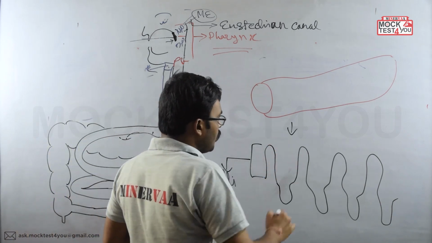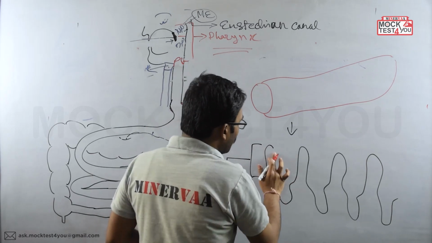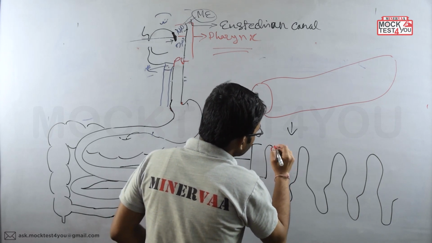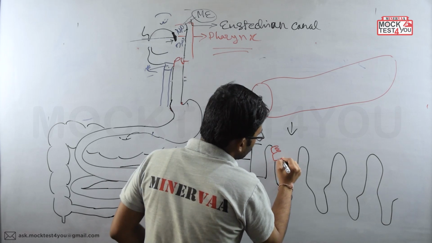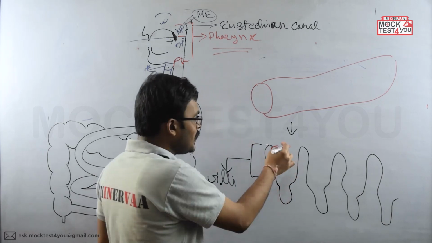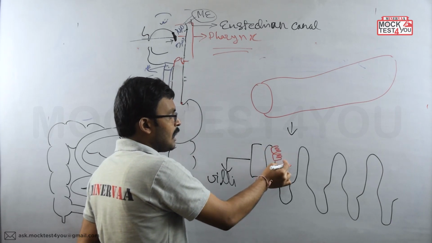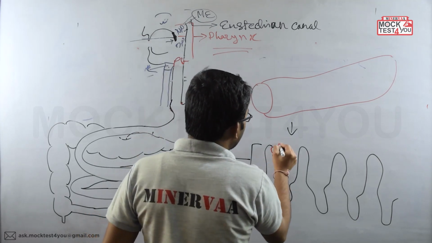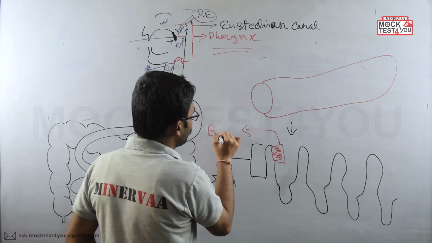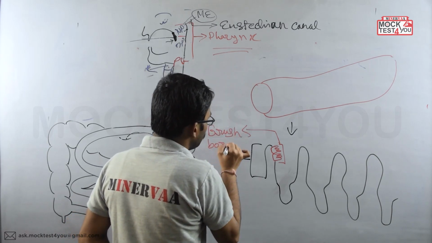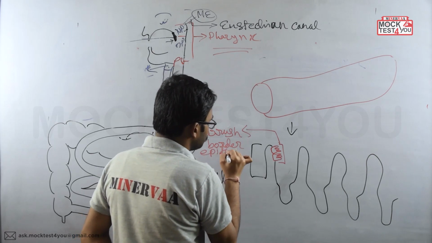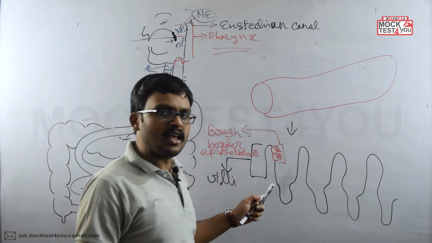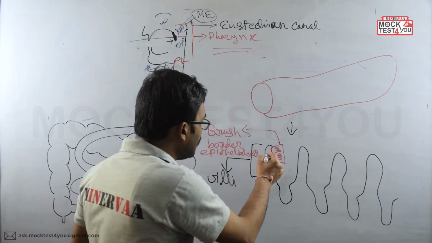Now, here the wall of the villi is made of what? The wall of the villi is made of brush border epithelial cell. Why? Because the outer surface area of this cell is like a brush, okay. So that's why it is called as brush border epithelial cell, okay, done. So this brush border epithelial cell is making the wall of the villi.